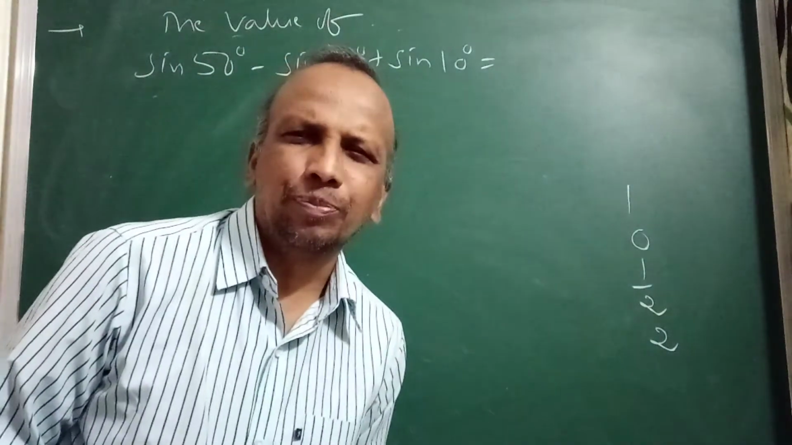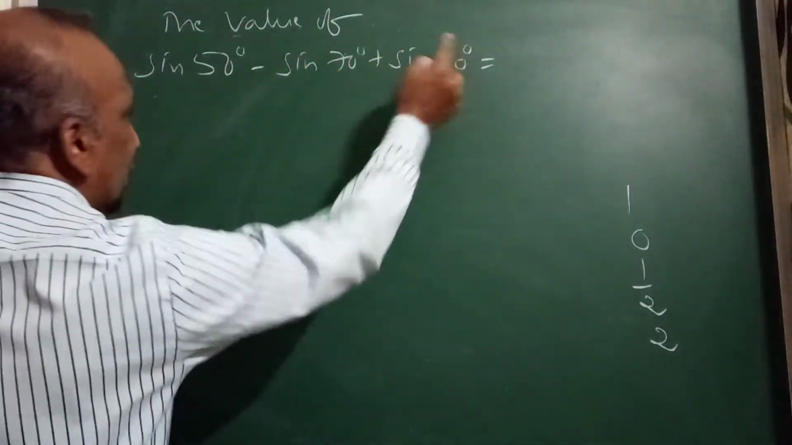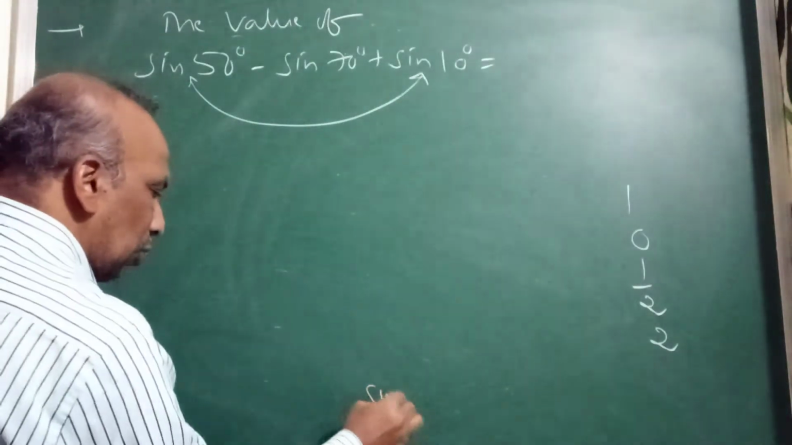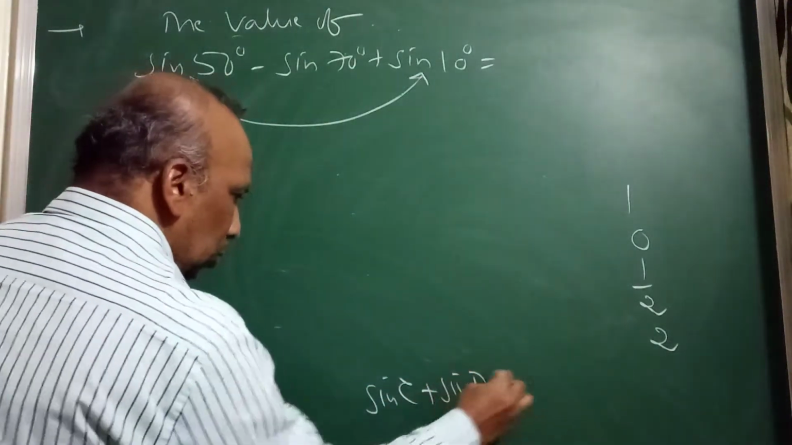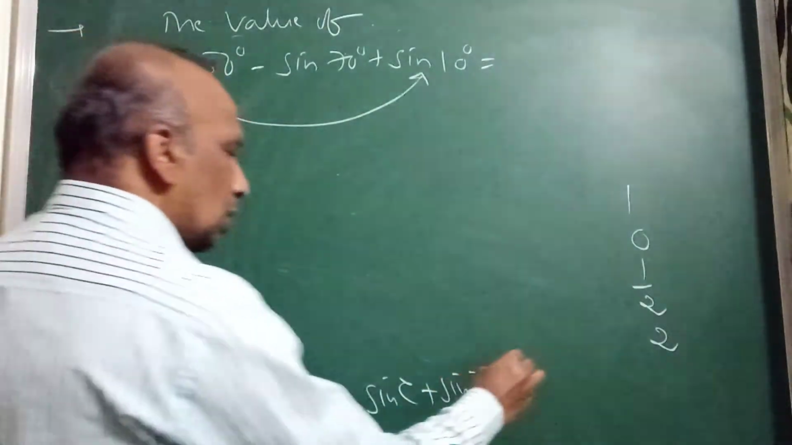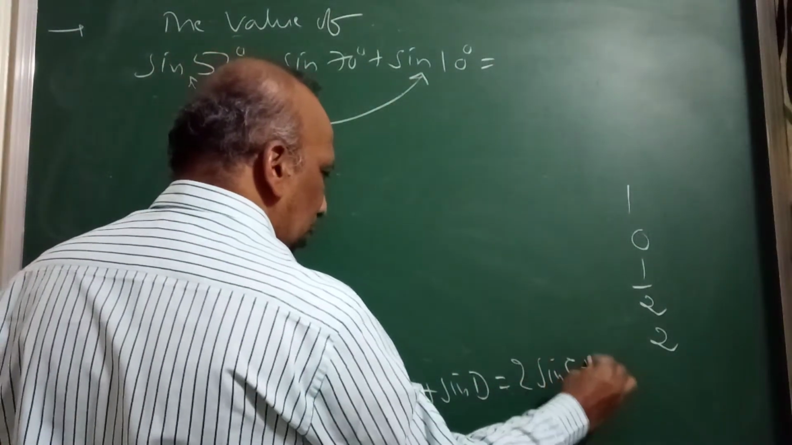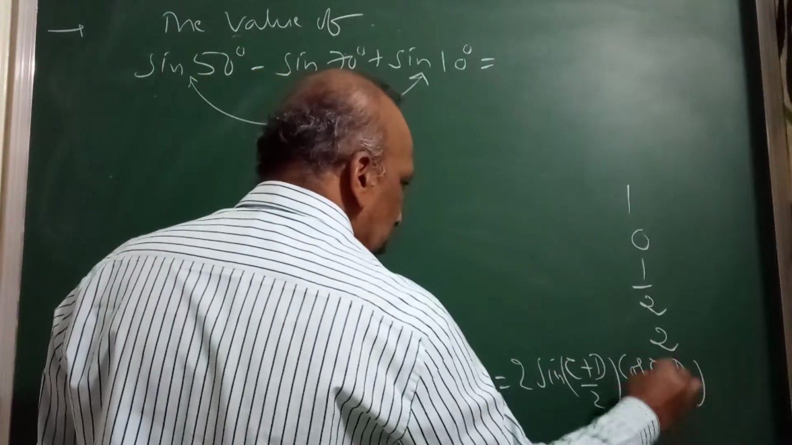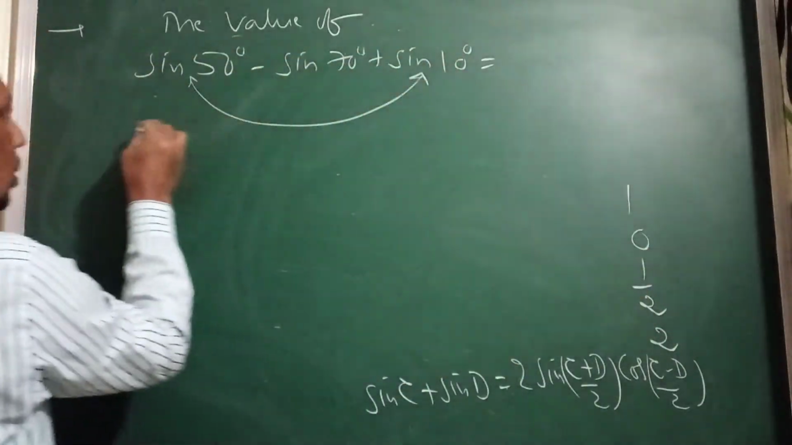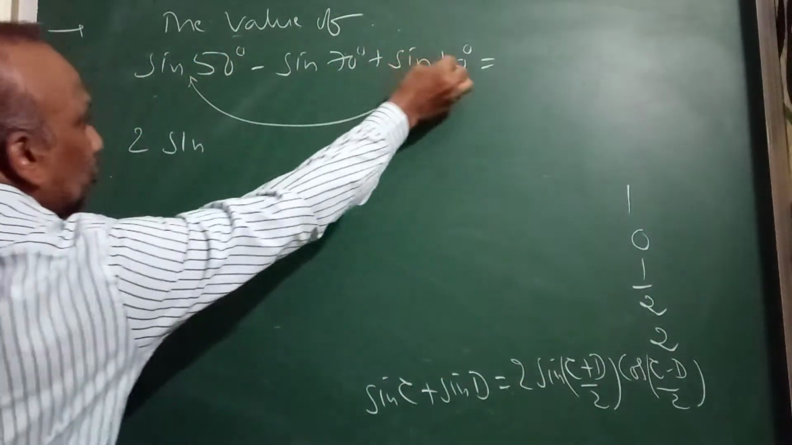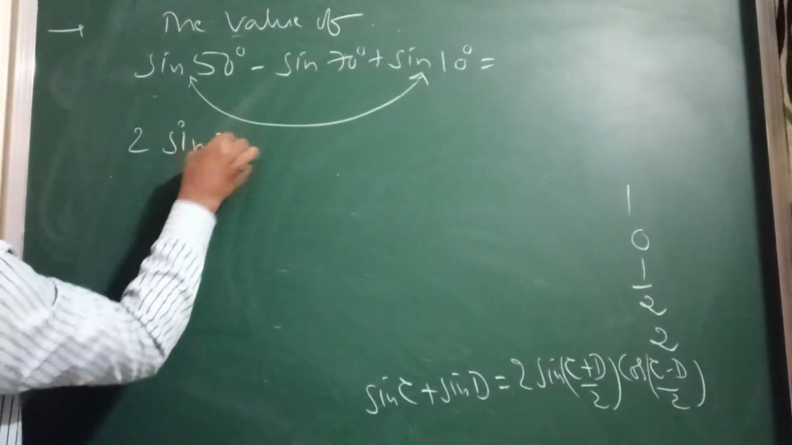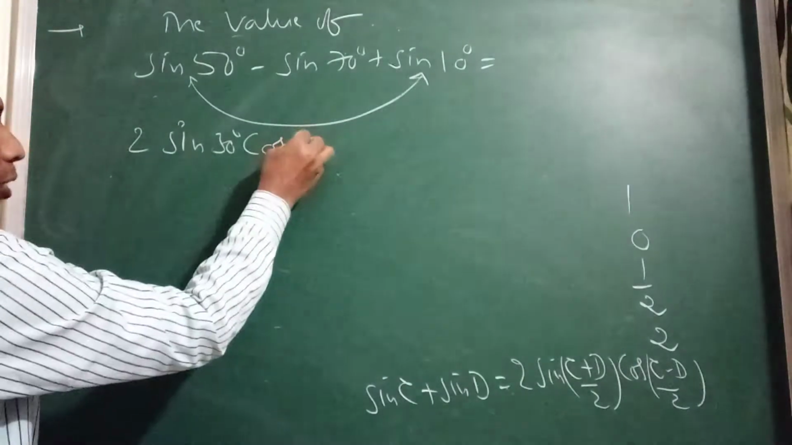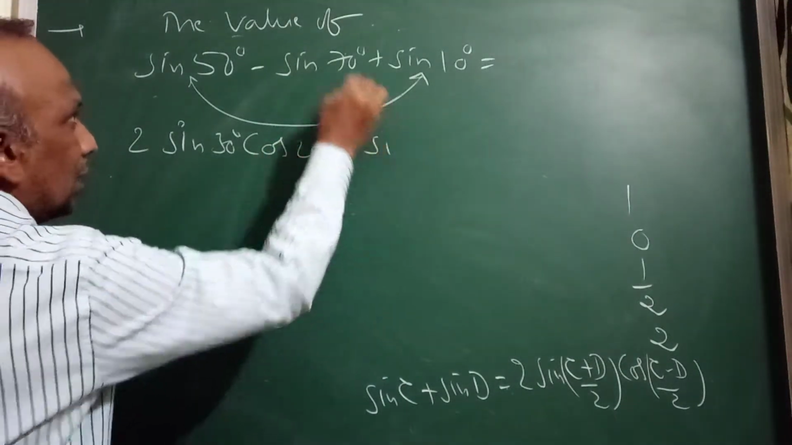Now in this problem, clearly you can see sin 50 plus sin 10, I will add this. I will apply sin C plus sin D. So what is the formula of sin C plus sin D? You remember, sin C plus sin D means 2 sin (C plus D) by 2 into cos (C minus D) by 2. You can use this formula. If you use this, here you will get 2 sin of 50 plus 10, 60 by 2, 30 degrees, cos of difference 50 minus 10, 40 by 2, 20 degrees, minus sin 70.